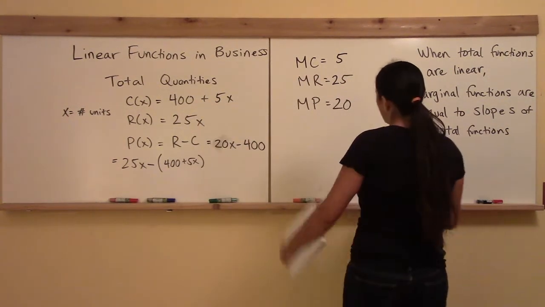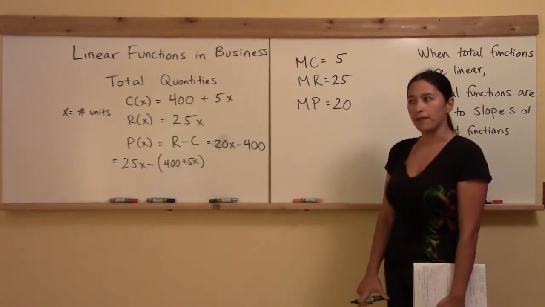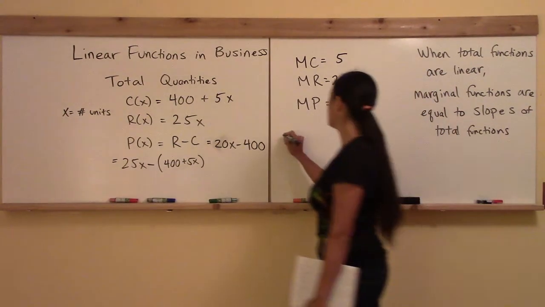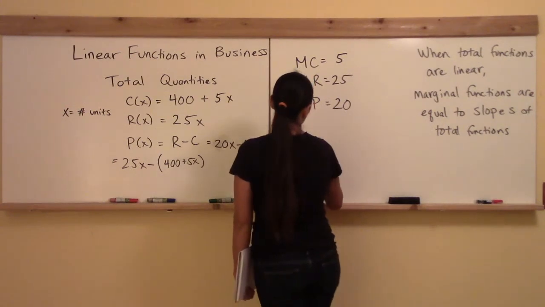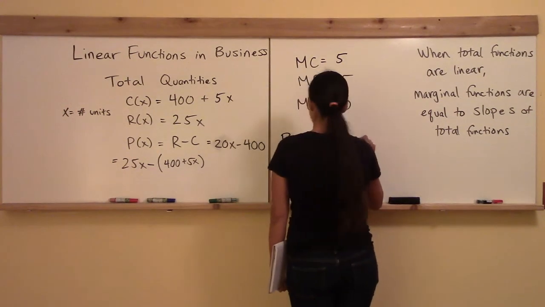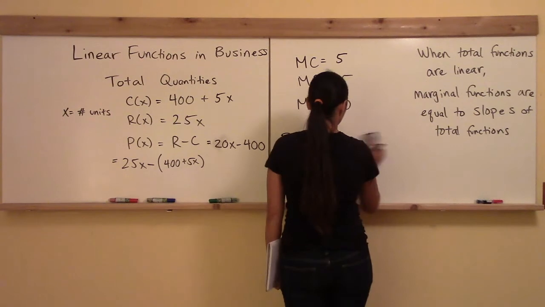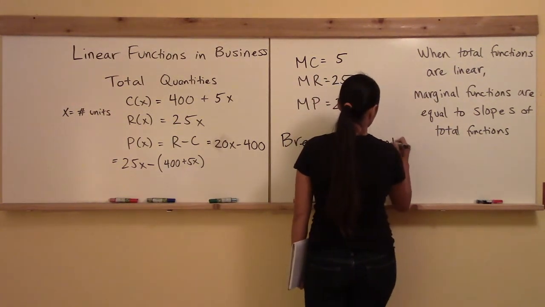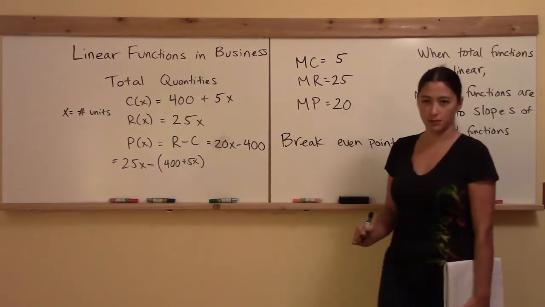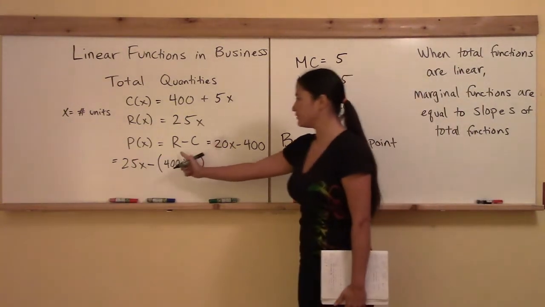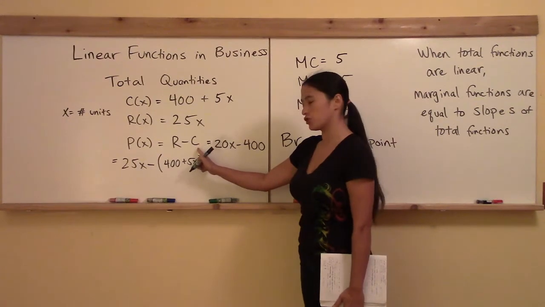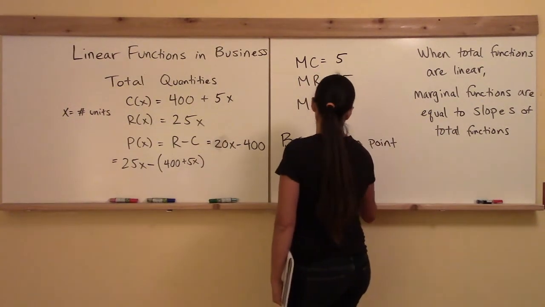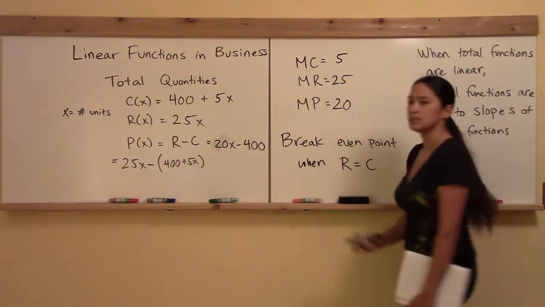Okay? Do you guys remember what the break-even point is? Break-even point. That's something that was referred to for the profit there. The break-even point is when the profit is equal to 0. That's when your revenue, your incoming money exactly matches your cost, the money that it costs you, and so that's when your profit is 0 or when R is equal to C.